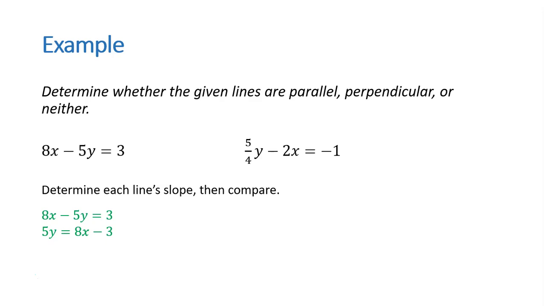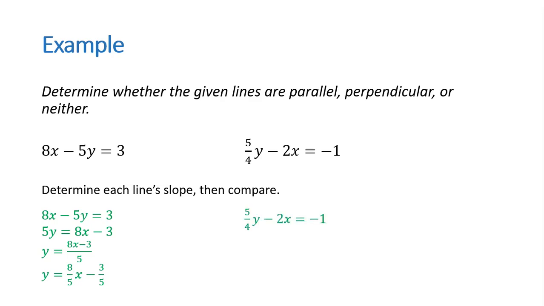So once the y term is by itself, it's 5y is equal to 8x minus 3. Divide by 5. So y is equal to 8x minus 3 over 5, and then distribute that division. So y is equal to 8/5 x minus 3/5. So for this line, the slope is 8/5. Now let's look at the other one.